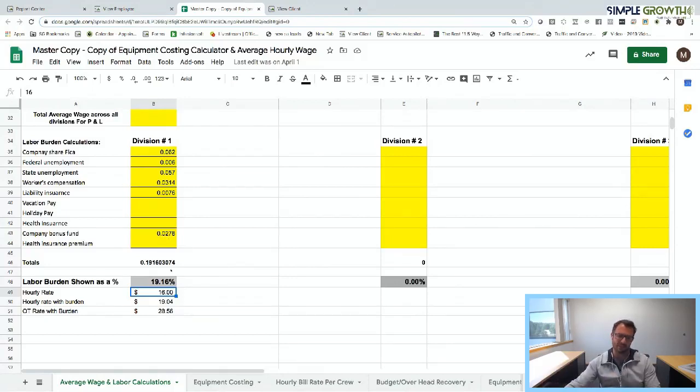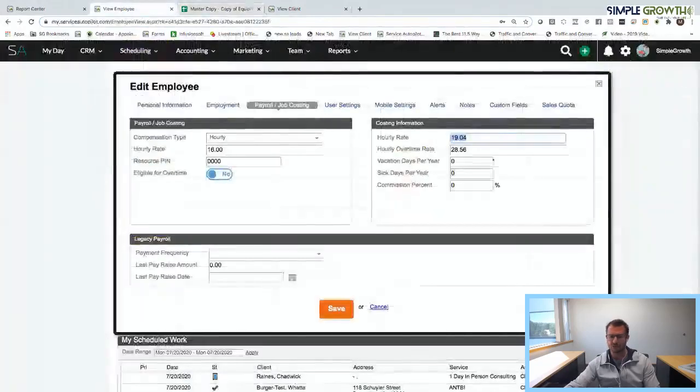So in this example, we've got it at 19%. We would plug the hourly rate in of $16, and my sheet adds my labor burden for $19.04, and overtime plus labor burden of $28.56. You are going to want to enter those 2 numbers in here: hourly wage with labor burden for normal wage, straight and overtime. Then hit save. That's the first piece of the puzzle.